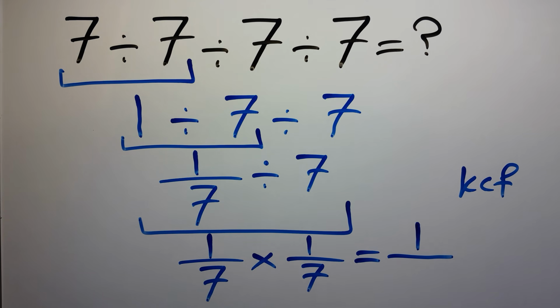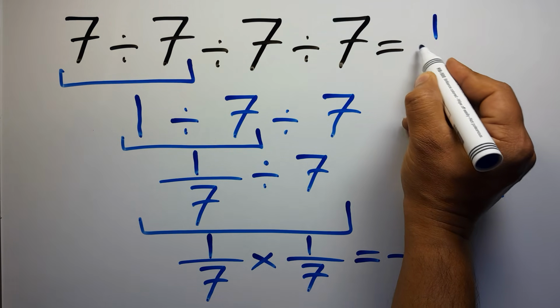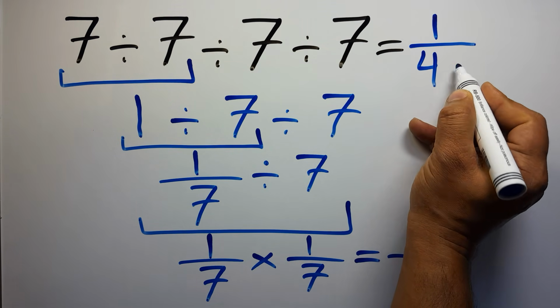So 1 over 7 times 7, which gives us 49. So we have 1 over 49, and this is our final answer to this problem. The correct answer is 1 over 49.